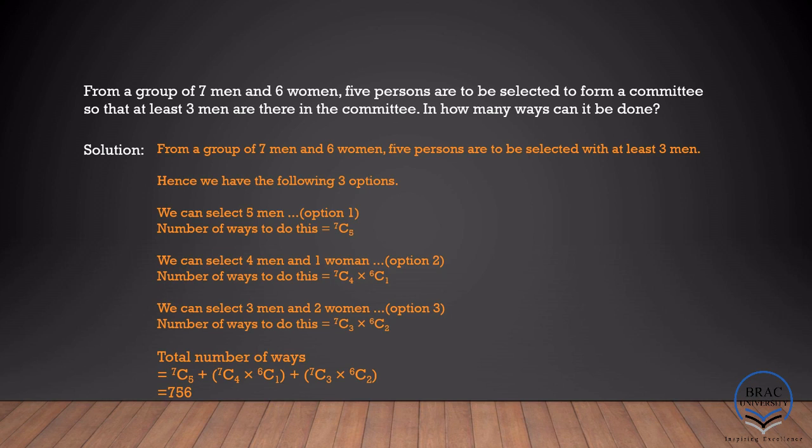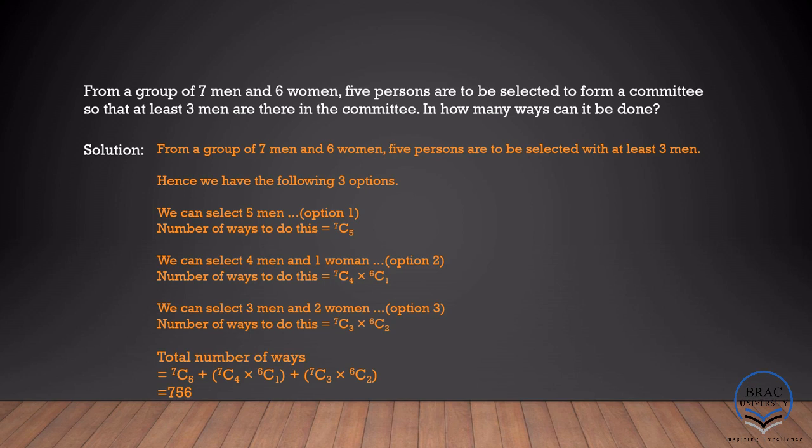So when we are picking 5 men, we don't have to pick any women there. We have to pick 5 men out of 7 men. That is 7C5. When we are selecting 4 men and 1 woman, we are picking 4 men from 7 men. That is 7C4. We are picking 1 woman from 6 women. That is 6C1. So that is 7C4 into 6C1.